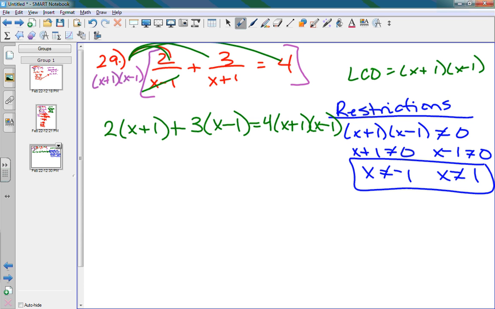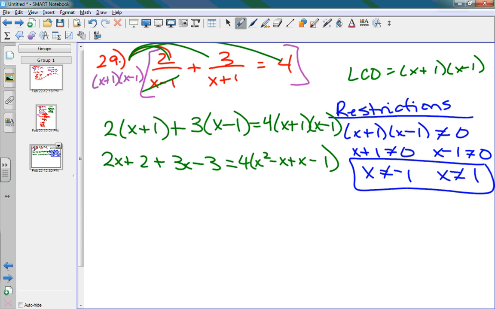Which means you distribute where you can and FOIL first where you can. So look at the very first parentheses, distribute or FOIL. So 2x plus 2. Second parenthesis, distribute or FOIL. Distribute. Third set of parentheses, FOIL first. So that's going to give you x squared minus x plus x minus 1.